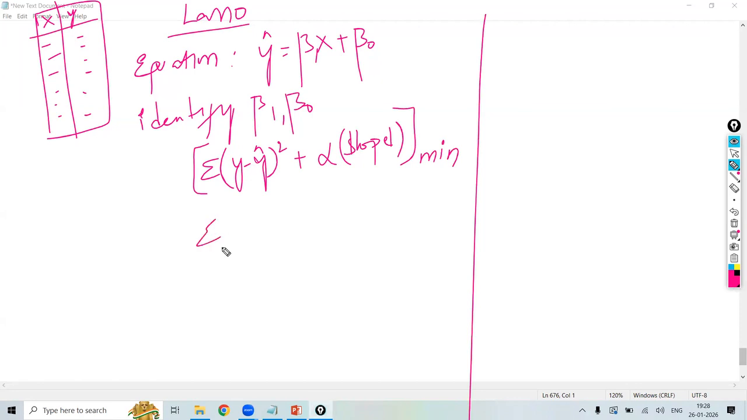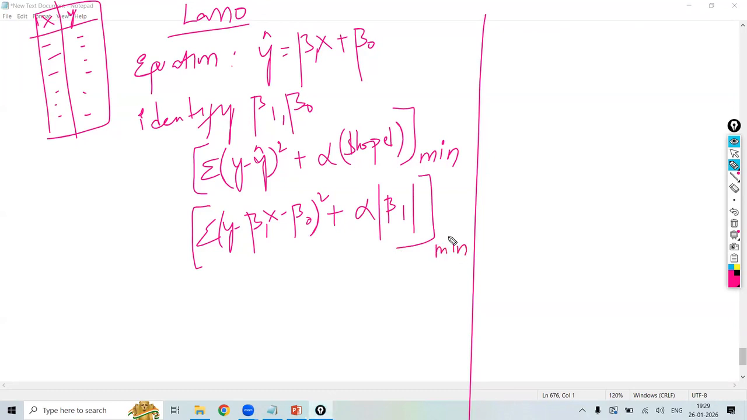That is nothing but sigma of y minus y hat whole square plus alpha into, here what is the slope? How many slopes are there here? Only one slope now. That is nothing but beta 1. So modulus of beta 1, including this one, should be minimum. So my equation is like this: y minus beta 1 x minus beta naught whole square plus alpha into modulus of beta 1. This one should be minimum. And from this, I'm going to calculate beta 1 and beta naught.